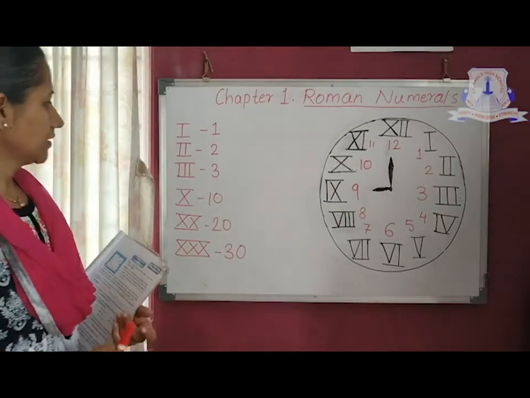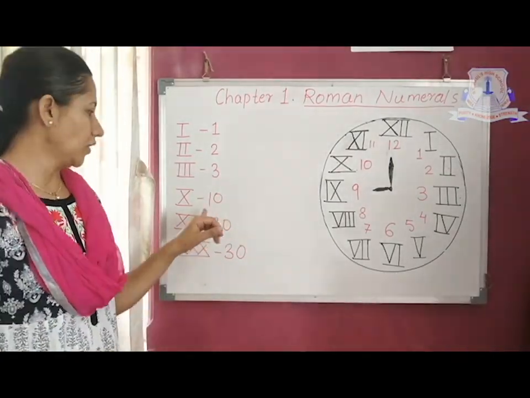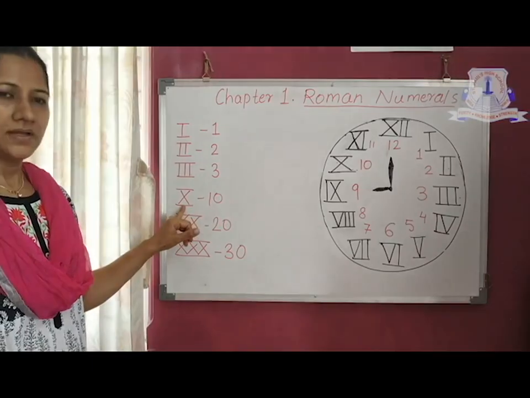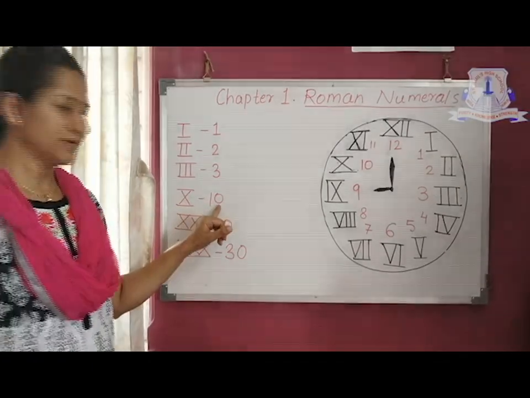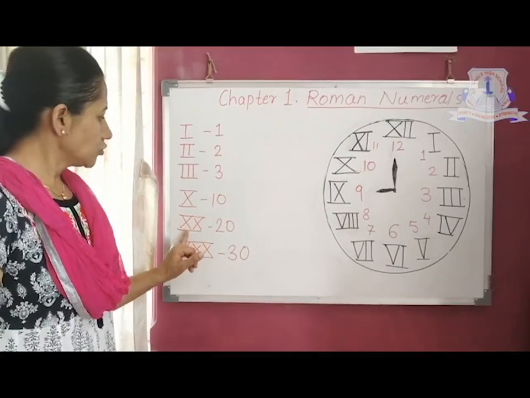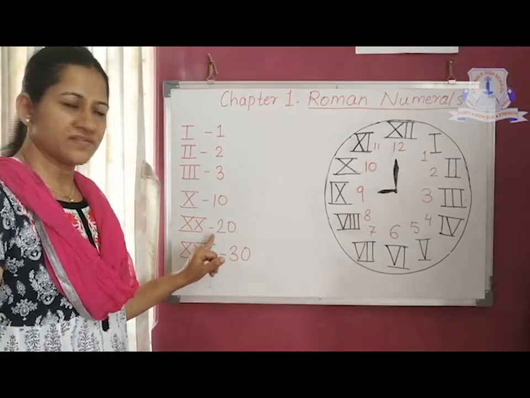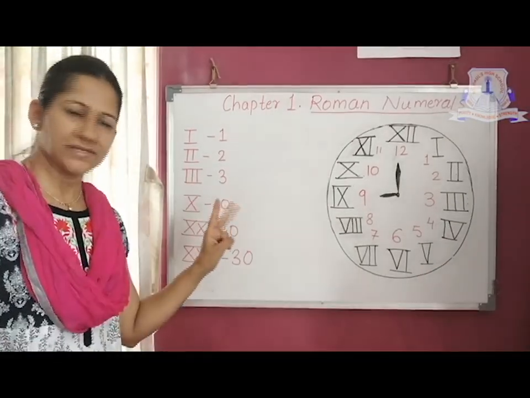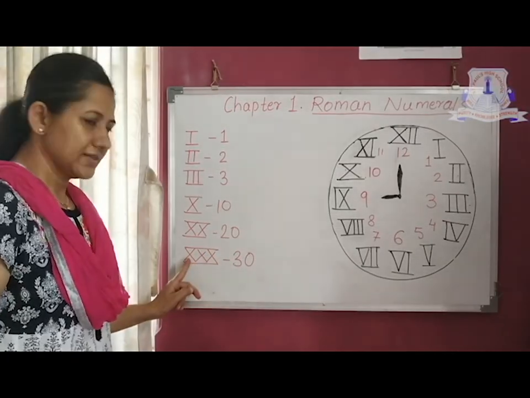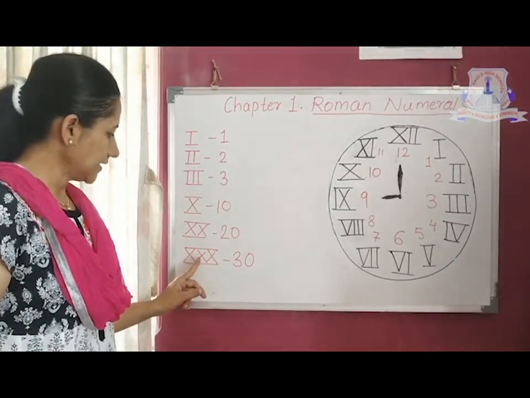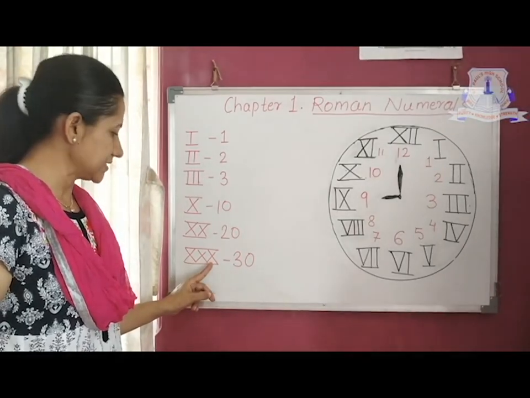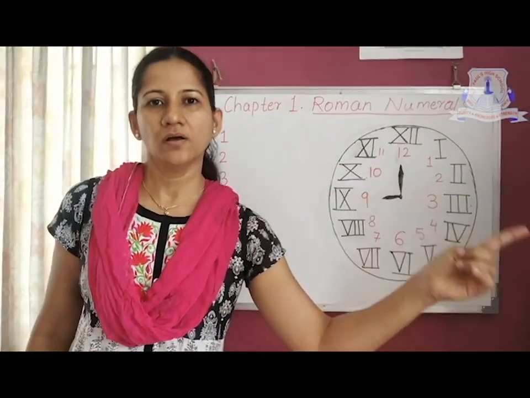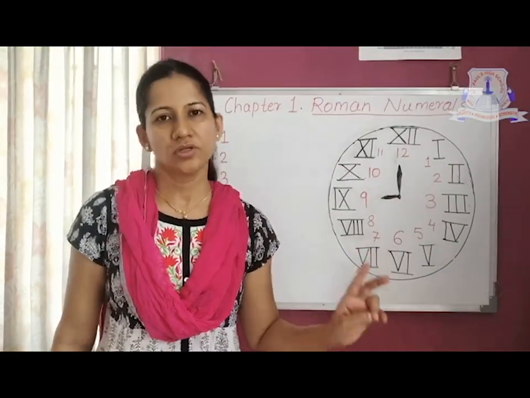Next, the same thing will be applicable for 10 also. If letter X is used to represent number 10, then 2X will represent number 20. So X, one after the other, twice, 20, and then X, X and X, 3 times X, so 30. But we cannot write 4X to represent number 40. That is what rule 2 says.